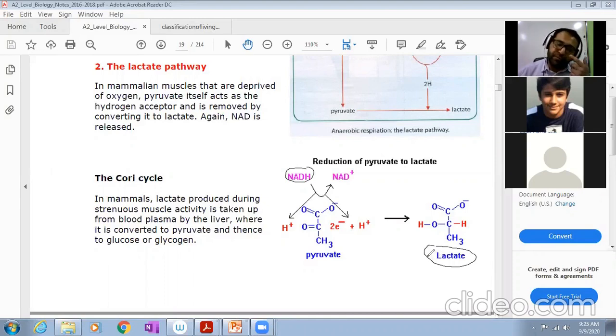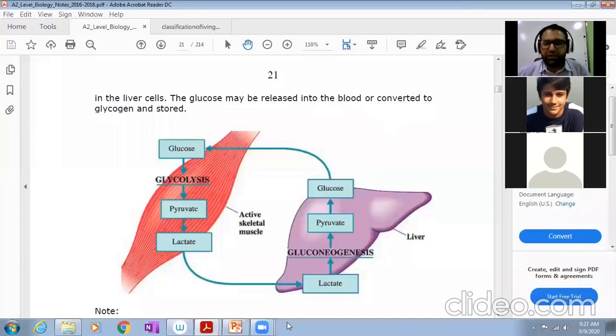Now I would like to explain what happens with this lactate with the help of the Cori cycle, right? I just want to give an explanation of what will happen to this lactate. Most of the students ask this question, so let me discuss that in detail now, okay? Okay, let's see what will happen with that lactate.